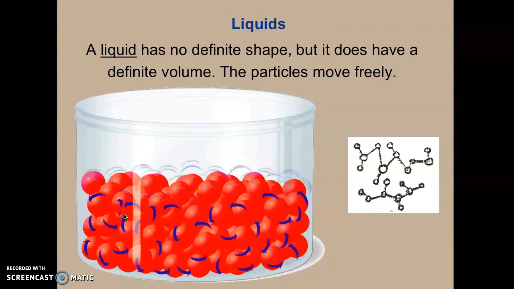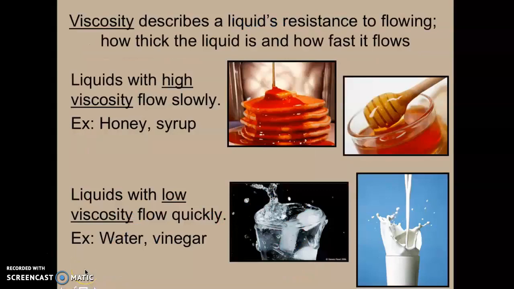And since we know that gravity pulls stuff downward, whenever you put a liquid into a container, it's going to fill up the container from the bottom upward. So that's why we don't see those particles up here at the top of the container, because they filled up from the bottom of the container up. One term that describes a liquid's movement is viscosity. So viscosity refers to a liquid's resistance to flowing, how resistant it is to moving. And you can think of that as how fast or how slow the liquid moves.